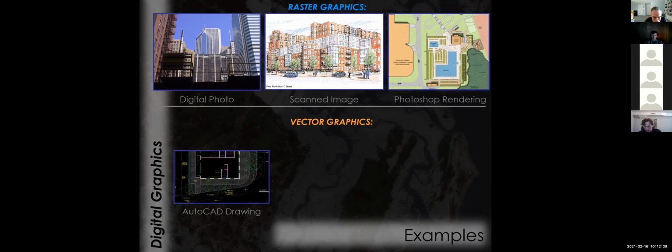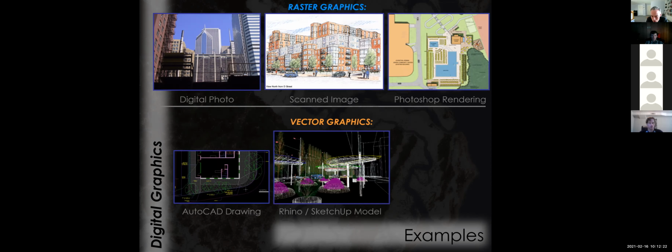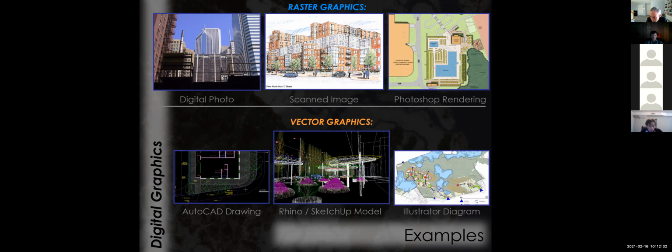And then for vector graphics, we have AutoCAD drawings. AutoCAD is the main vector tool that we use in creating graphics in landscape architecture and in design in general. Rhino or SketchUp models or any sort of 3D software is also using vector graphics. And Illustrator is also primarily a vector graphic tool, although it has some really good raster tools built in as well, so that you can blend the two types of graphics using Illustrator.